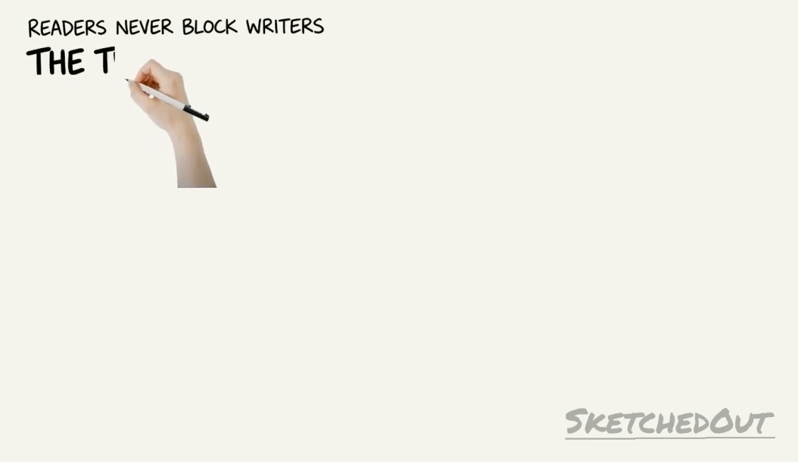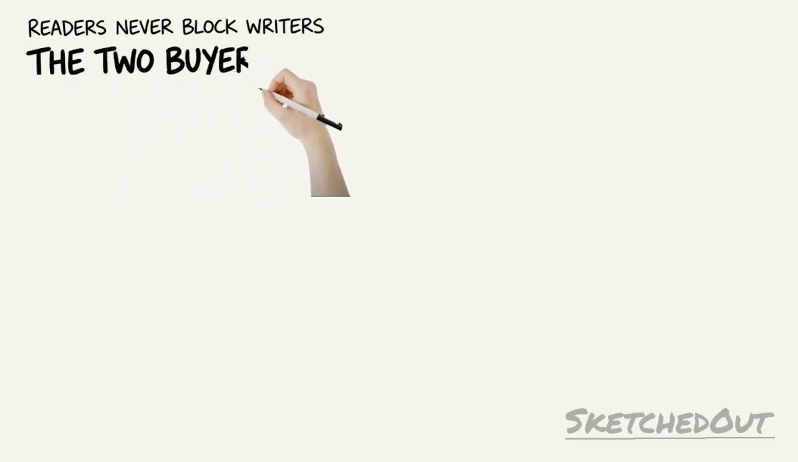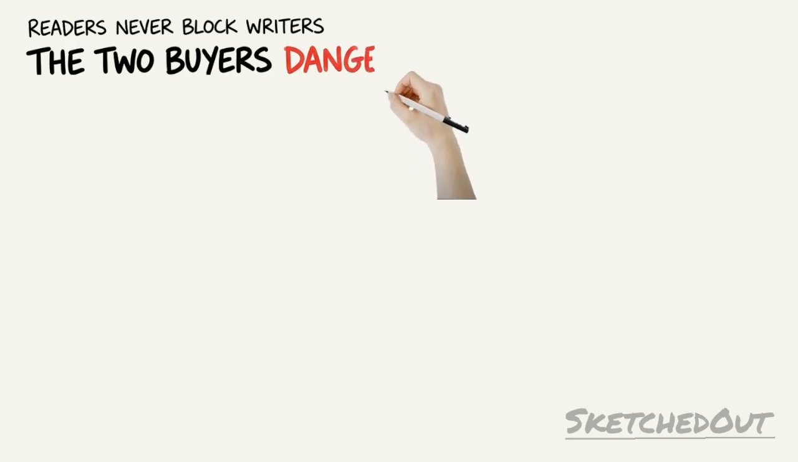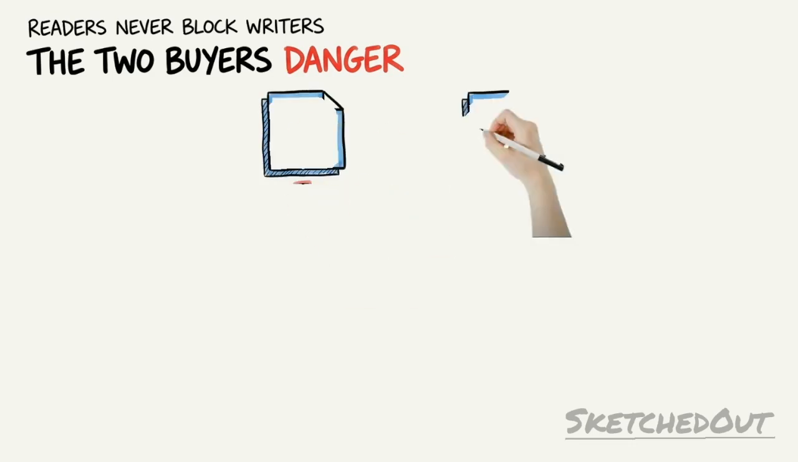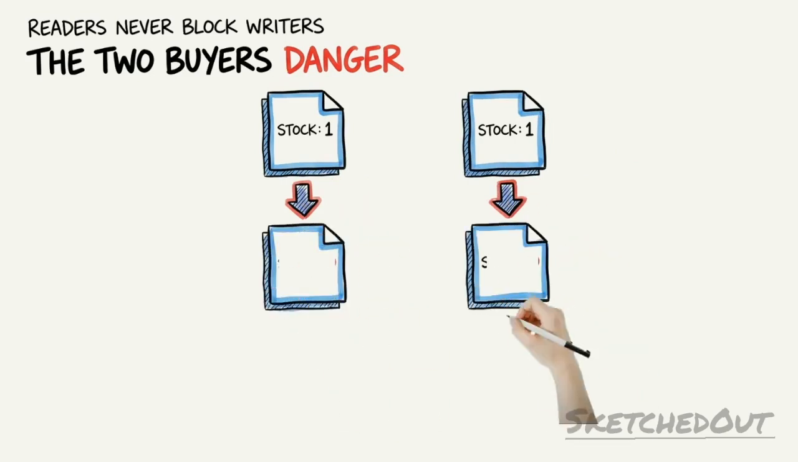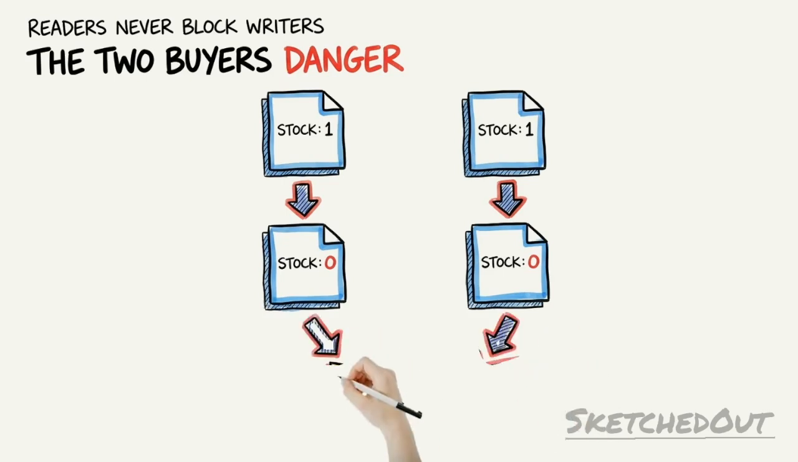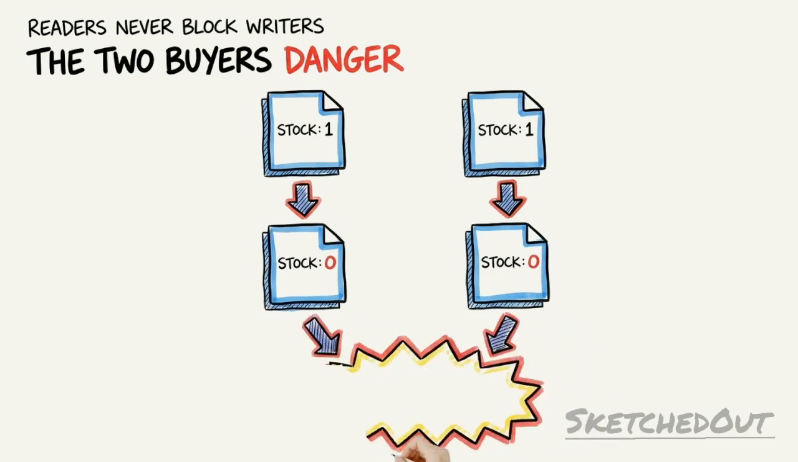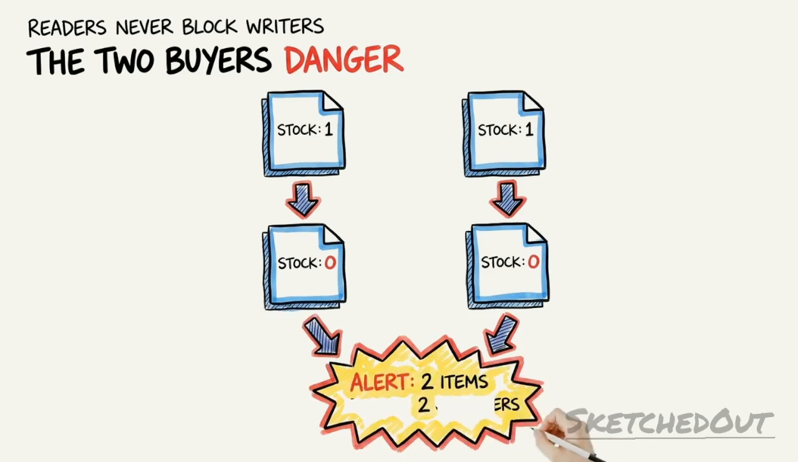Which is beautiful, and also exactly why the two buyers problem is dangerous. If both transactions start at almost the same instant, both take snapshots showing stock at 1, both check stock and see 1, both decide yes, we can sell this one, both write stock equals 0 and record a sale. Neither transaction ever saw the other's changes because each was reading through its own snapshot. Both commit successfully, neither errors, and you've now sold one item to two customers.